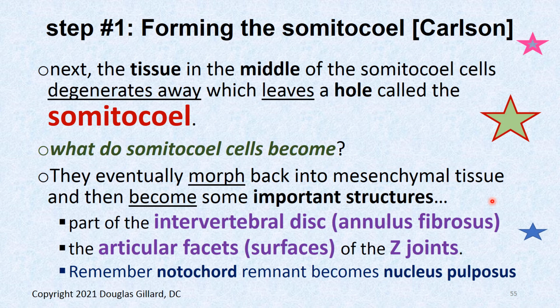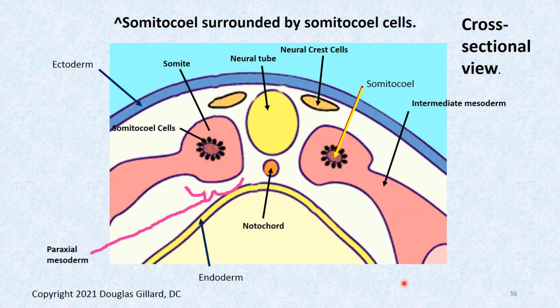How about this? The Z joint. I mean, those are the two main causes of chronic back pain. Tears within the annulus fibrosus and damage to the Z joints, the articular surfaces of the Z joints. They're both filled with pain fibers. And these little covered wagon cells, the somitocoel cells, they form these important structures. Nucleus pulposus, remember, who forms the nucleus pulposus? Most notochord contributes to the nucleus pulposus, as we said, but there are some other things that contribute to that as well. We'll look at that. So here's the somitocoel cells, and the hole that they form is called the somitocoel. That's simple, right? So now we've got a darn donut right in the middle of our beautifully created somite.